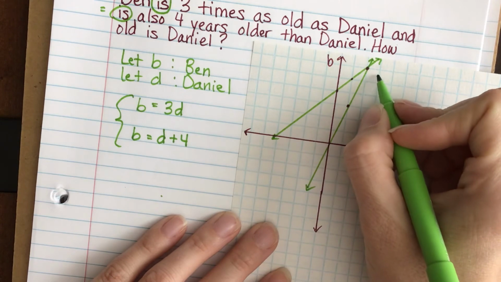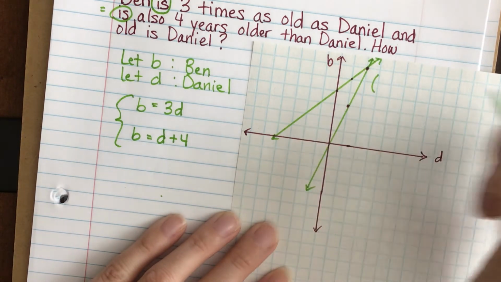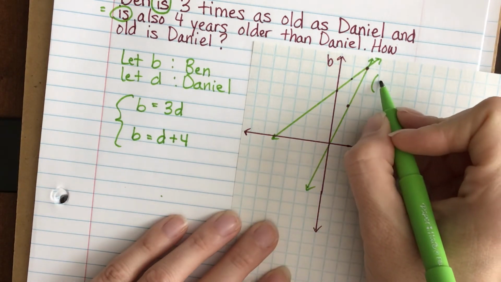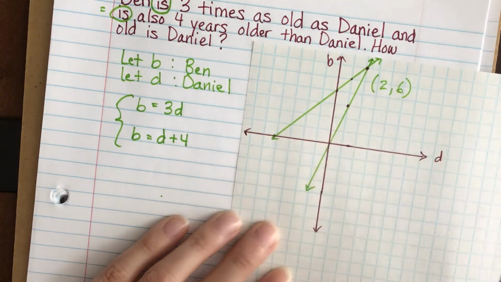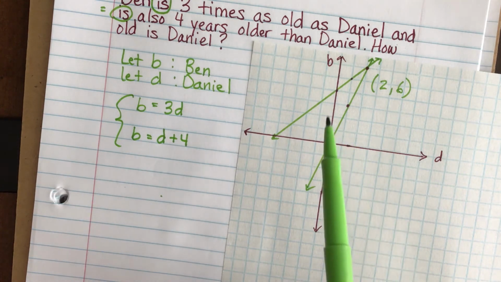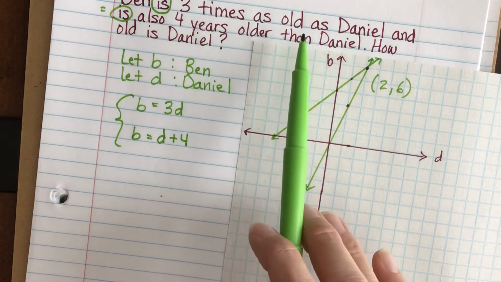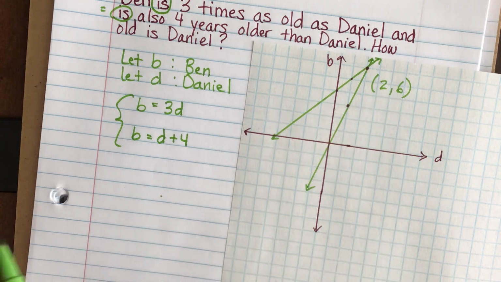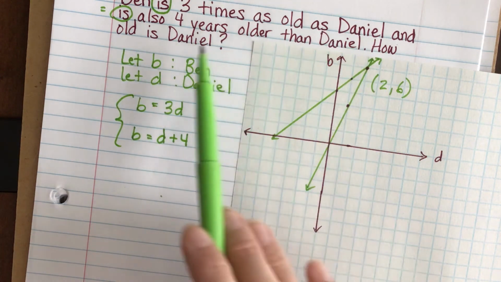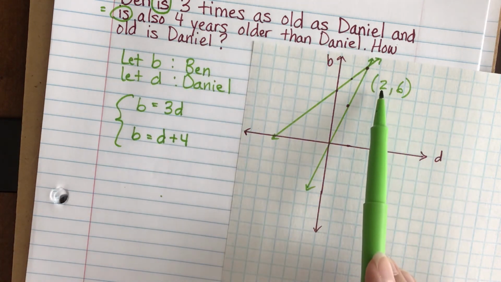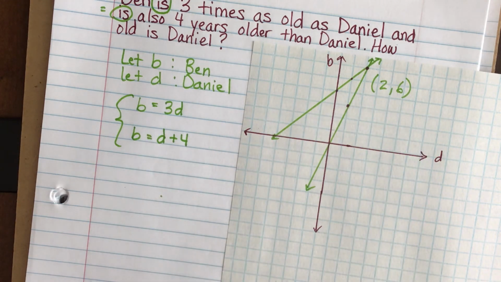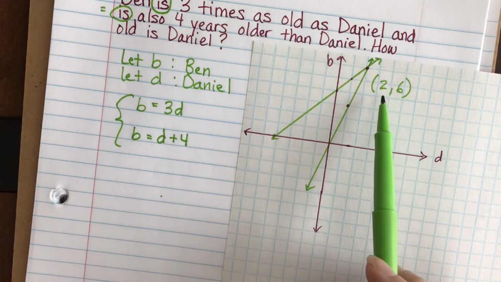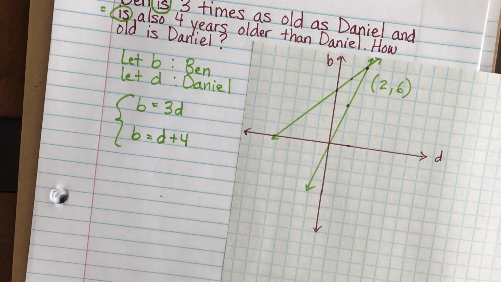So the point where these 2 lines intersect is when Daniel's age is 2 and Ben's age is 6. Let's check the problem and make sure that that makes sense. Ben is 3 times as old as Daniel. That looks correct. Okay, and he is also 4 years older than Daniel, and you can see that he is 2 and Ben is 6. So yes, 4 years older. So that means that Daniel's age is 2 and Ben's age is 6. This is one way of solving this problem.